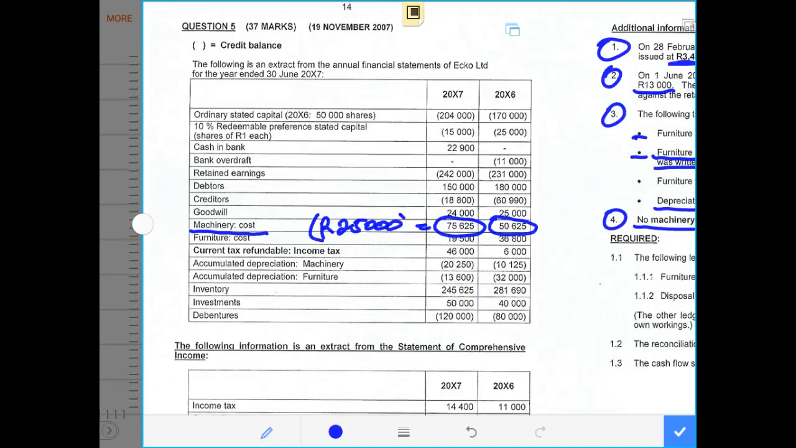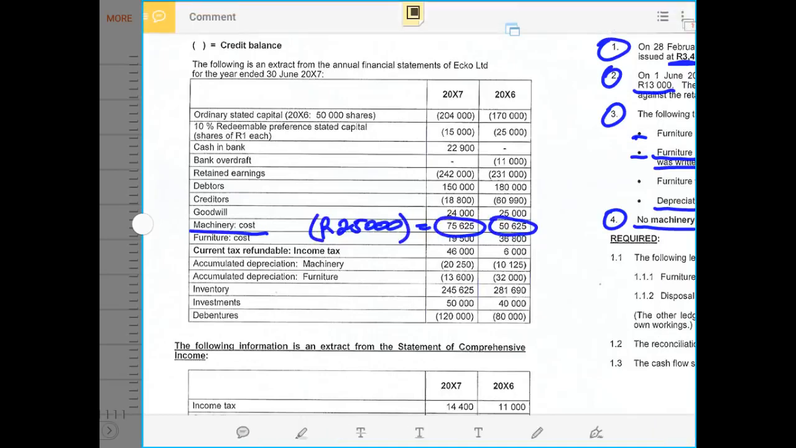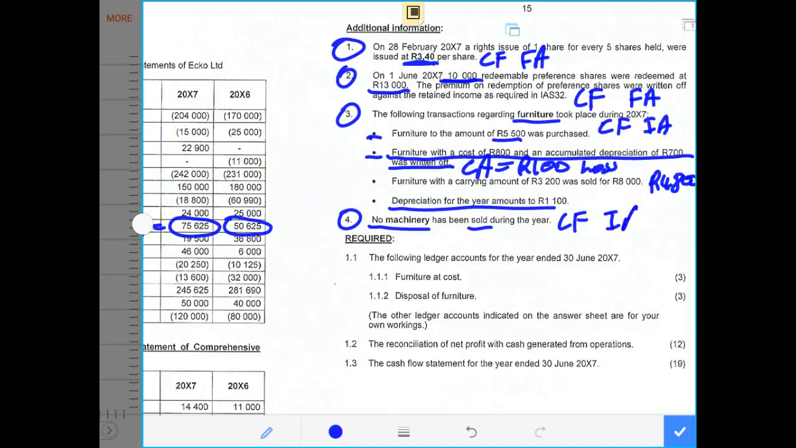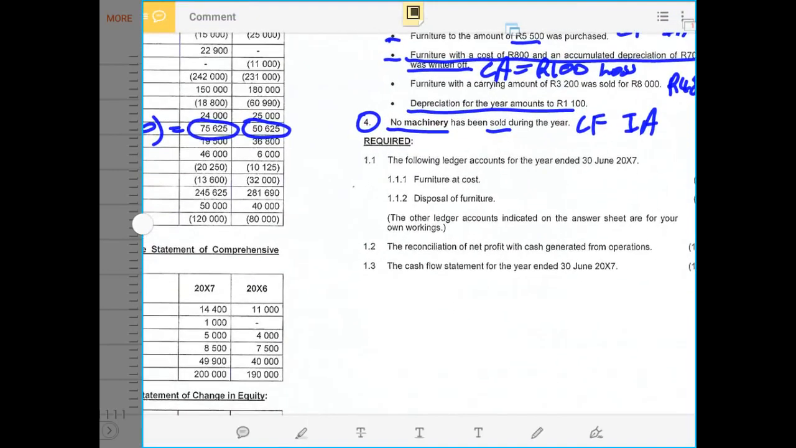And remember, this will be recorded in the cash flow from investing activities because we invest in assets. So now investing activities, that's where the business invests, and the business always invests in assets. So now this will go to cash flow from investing activities because we invest in assets, as I did mention to you.